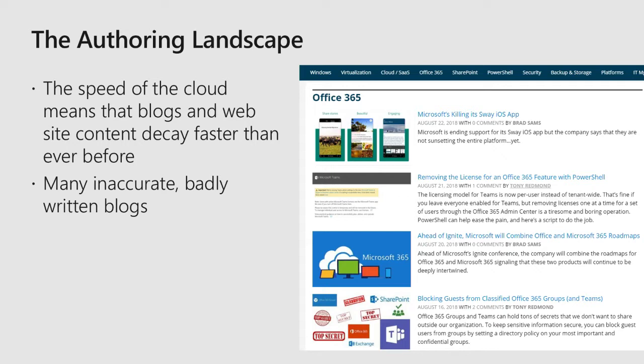What this leads us to is the fact that an awful lot of the blogs and stuff that you read out there on the internet are just wrong, just badly written. The way I put it is that a blog is like a fish. After 3 days, they start to go off. After 3 days, the content of a blog about any of these cloud technologies starts to degrade. And that's just the way it is.